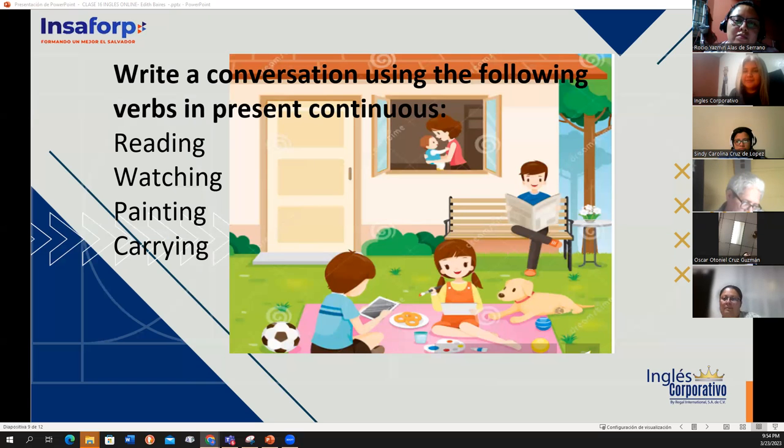Reina Calles? Reina, Betty? Good night, teacher. Good night. Bueno, traté de hacer algo, pero no sé. Yo te lo voy a leer así como lo traté de ubicar. Okay.